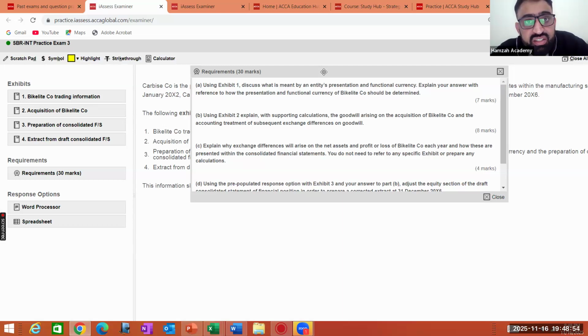Now, dear student, the presentation currency is the currency in which the financial statements are presented, and it is totally up to the management to decide in which currency the financial statement will be presented. It totally depends on the shareholder needs. And the functional currency, as we have discussed earlier, is the currency of the primary economic environment in which the entity operates. And to determine the functional currency, we have a very clear-cut criteria which include primary and secondary factors. Okay, that is the opening remarks of this question.